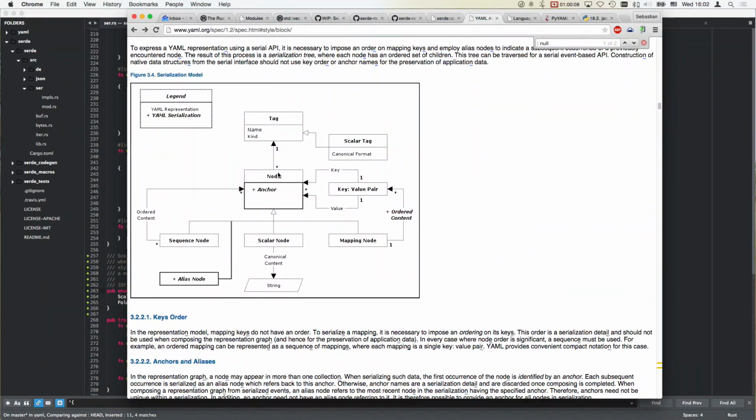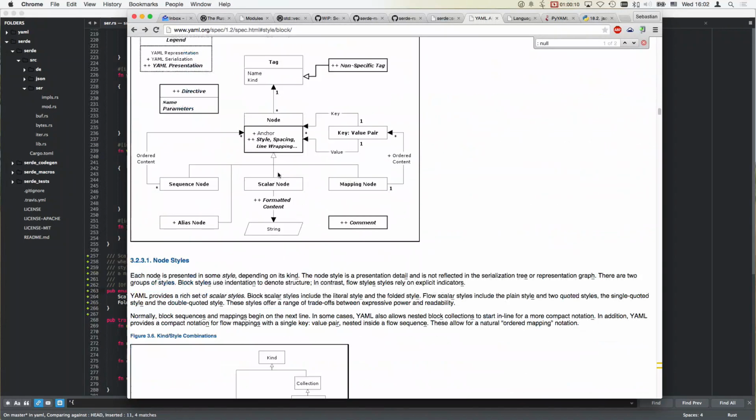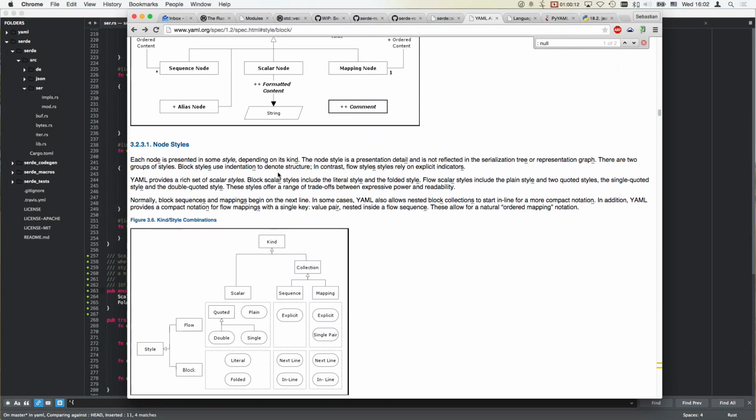I still don't know how the flow styles are supposed to work. Each node is presented in some style depending on its kind. The node style is a presentation detail and is not reflected in the serialization tree or representation graph. There are two groups of styles. Block styles use indentation to denote structure, and context flow styles rely on explicit indicator.